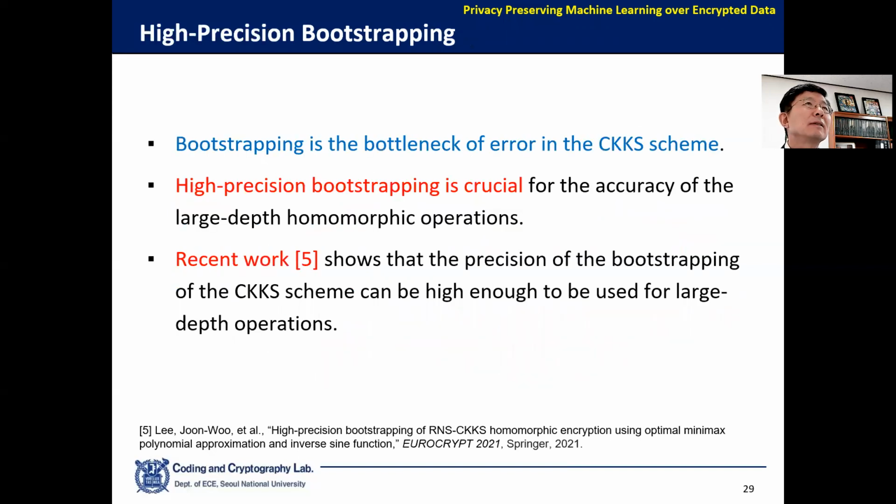And the second issue is we need high precision bootstrapping. Bootstrapping is the bottleneck of error in the CKKS scheme. So high precision bootstrapping is crucial for the accuracy of large depth homomorphic operations such as PPML. Recent work by Joon-Woo Lee et al. shows that the precision of bootstrapping of the CKKS scheme can be high enough to be used for large depth operations. This paper was accepted in Eurocrypt 2021.